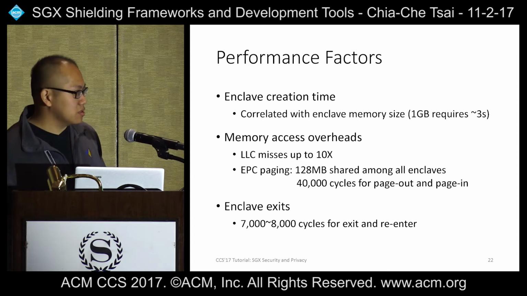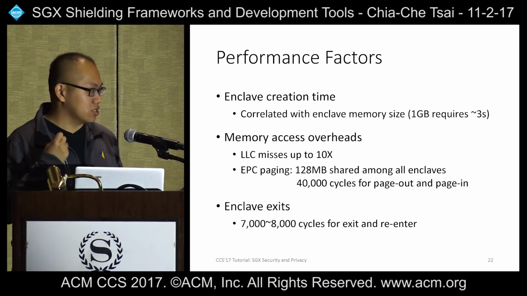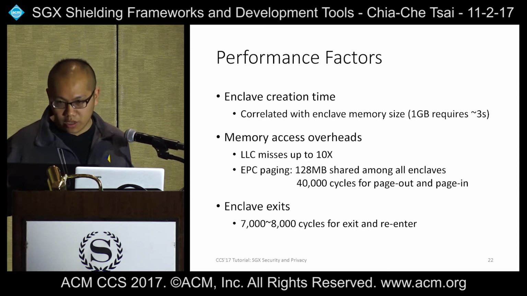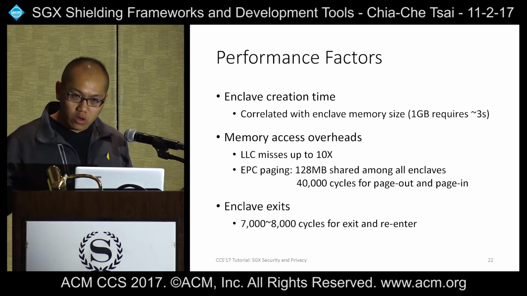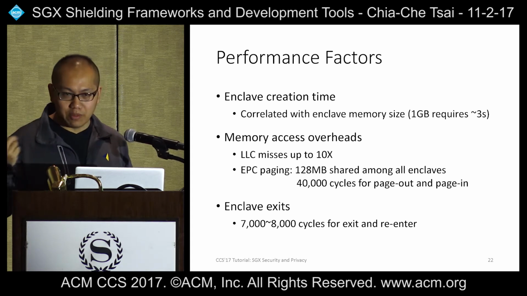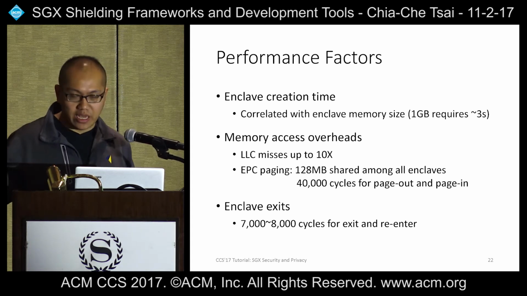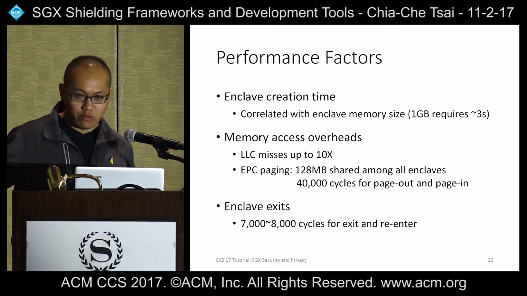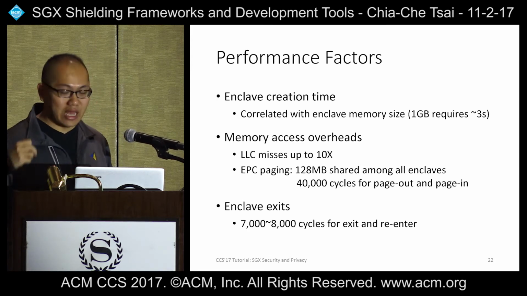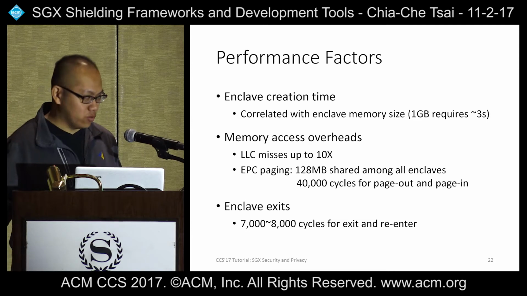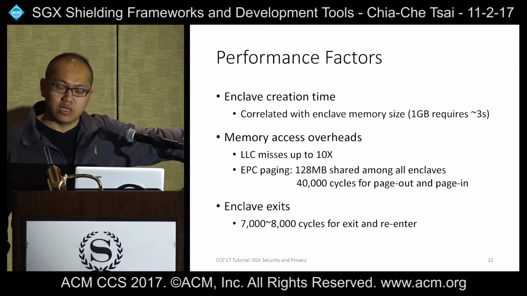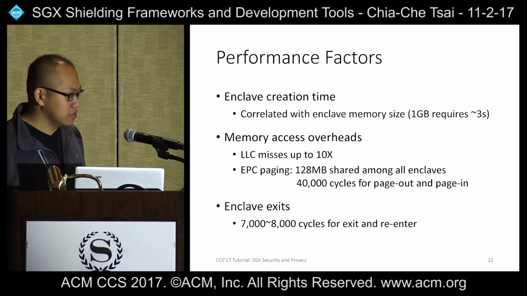But even more expensive is EPC paging. As I said, there's 128 megabytes shared among all enclaves. So if you have to use more memory, you have to evict some pages from your enclave and page in the memory from a swap device. And that overall takes around 40,000 cycles. This is based on the number reported by Alias.